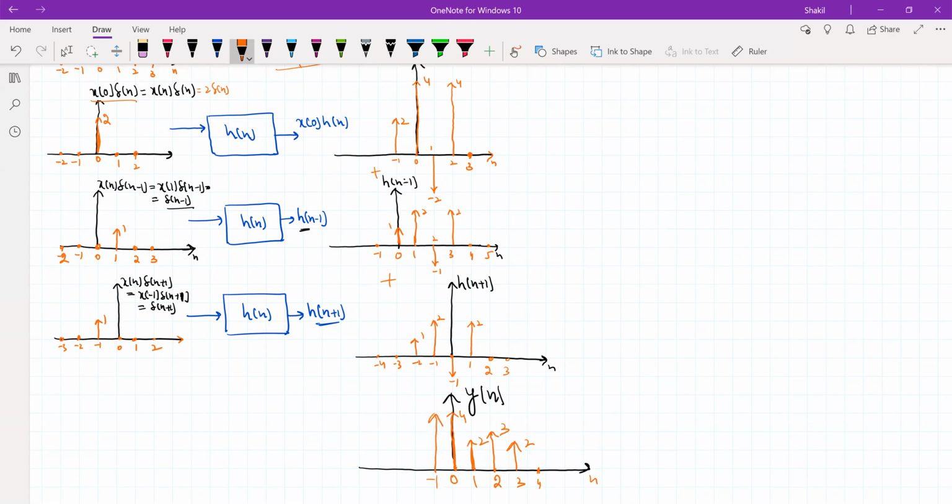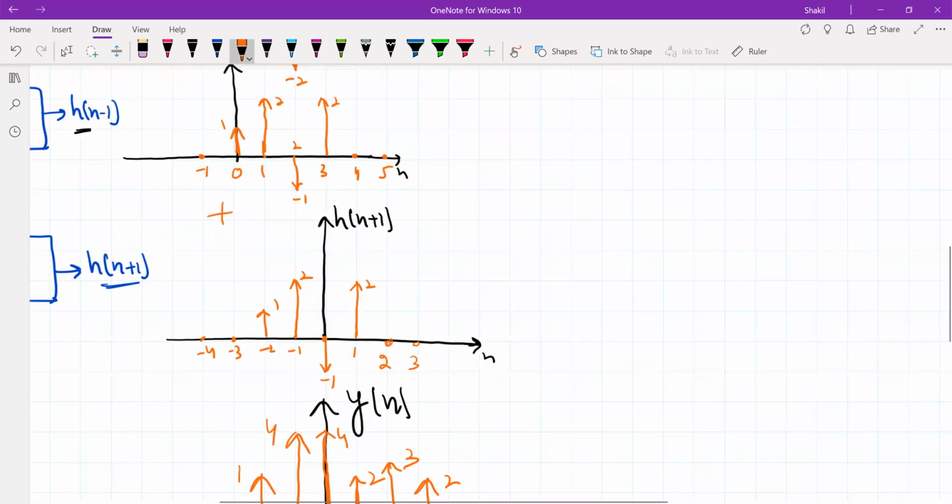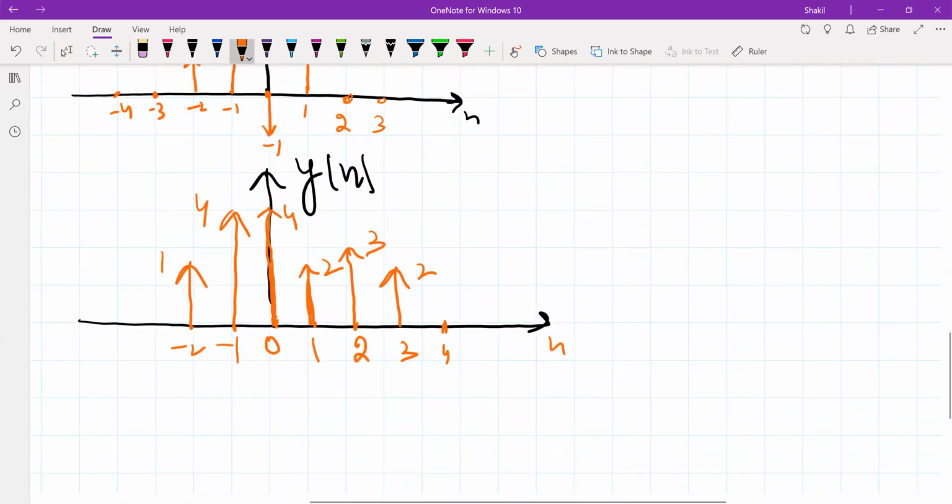So this is 4. Similarly, at n equal to minus 2, the value is 0 here, the value is 0 here, the value is 1 here. So you can say this is 1, this is 4. So these are the values of the sequence. So this is our output sequence.